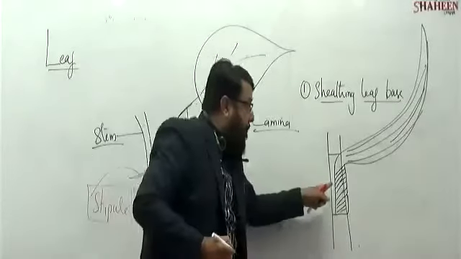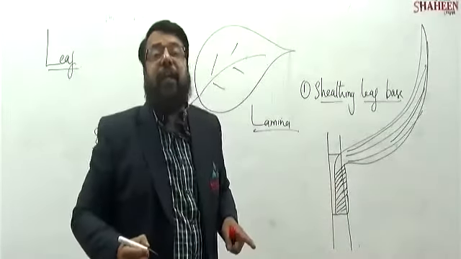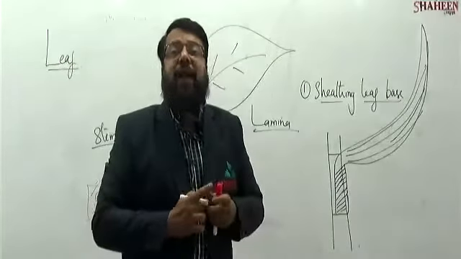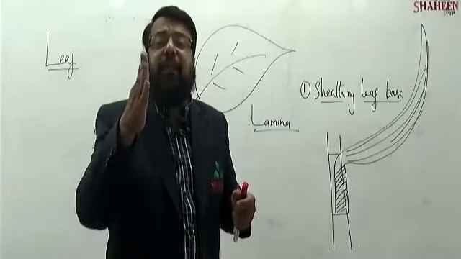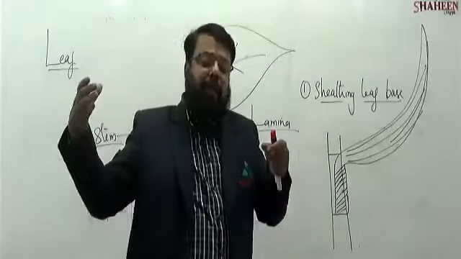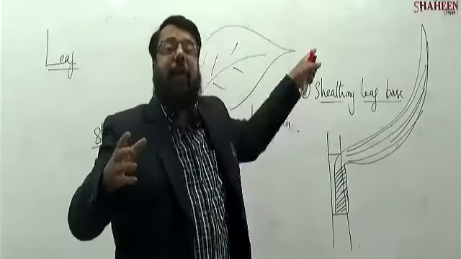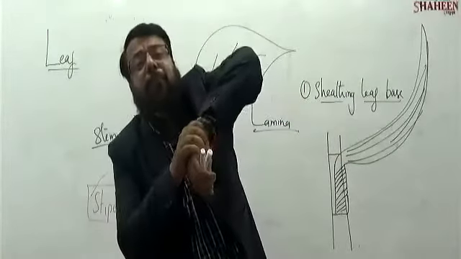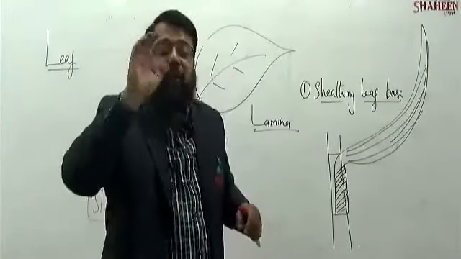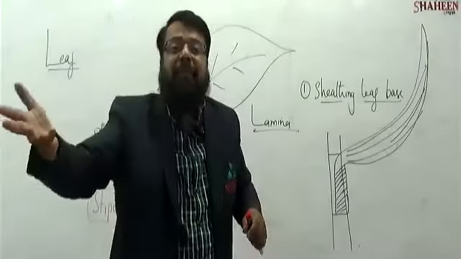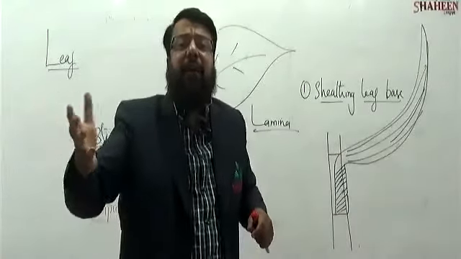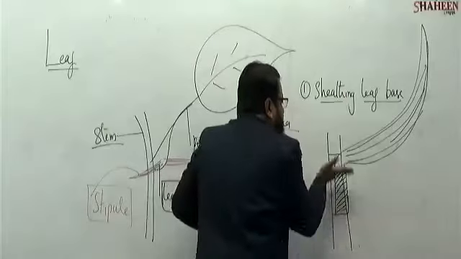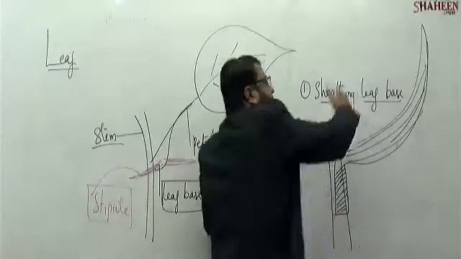So what type of leaf base is it? Sheathing leaf base. The leaf base is in the form of a sheath, like a paper covering the complete stem or half a stem. Here I am showing half a stem. In some cases, it covers the complete stem. Whether the whole stem or half of it is covered, it remains attached to the stem, and after a certain distance from the node, it emerges out as a leaf lamina.